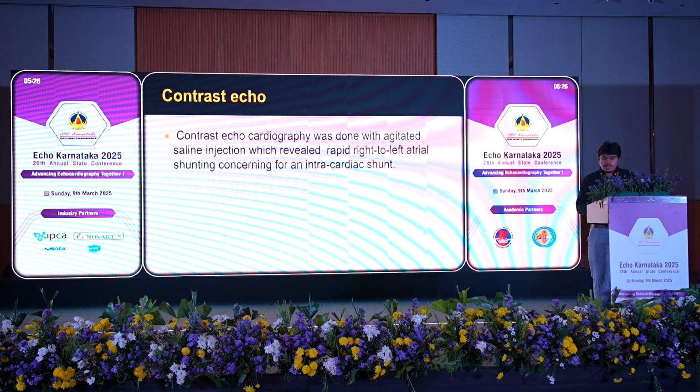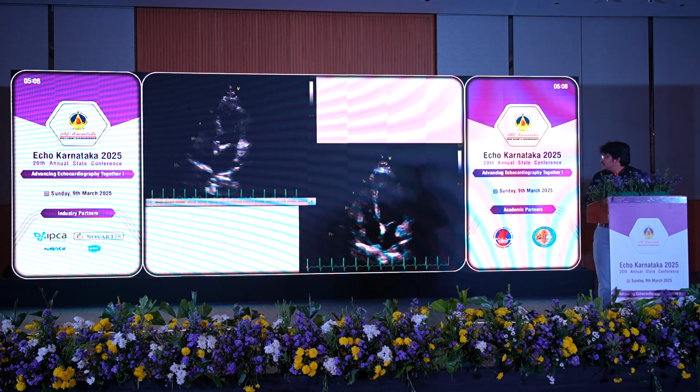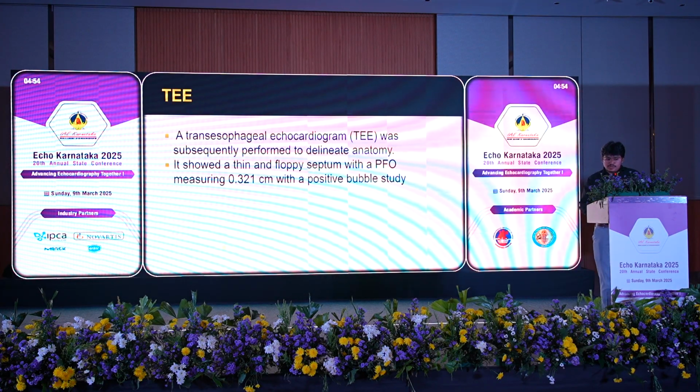The contrast echocardiography was done with agitated saline, which revealed rapid right to left atrial shunting concerning of an intracardiac shunt. So the contrast agitated saline was positive within 2 cardiac cycles. And then the transesophageal echo was done subsequently to delineate the anatomy. It showed a thin and floppy septum with a PFO measuring 0.3 to 1 centimeter with a positive bubble study.